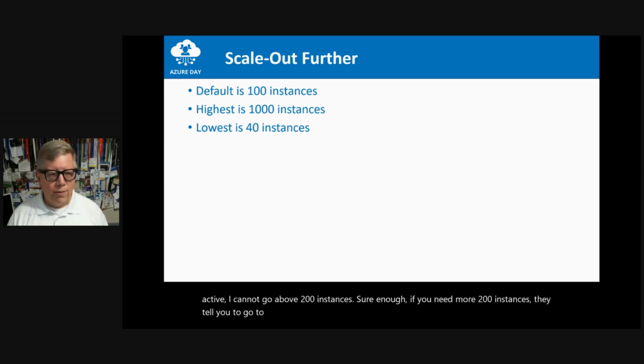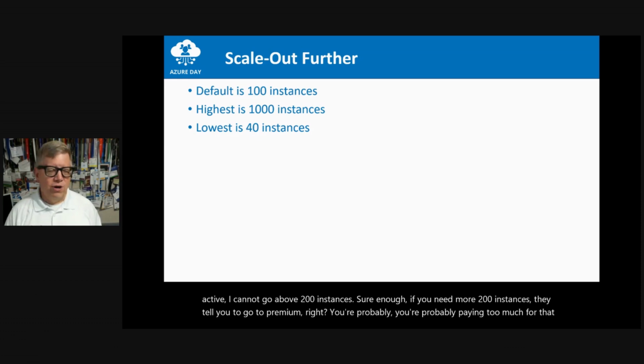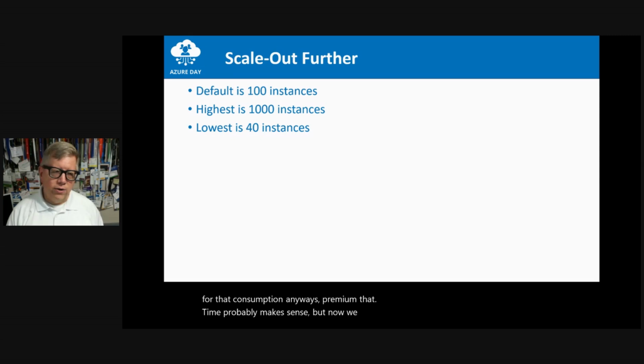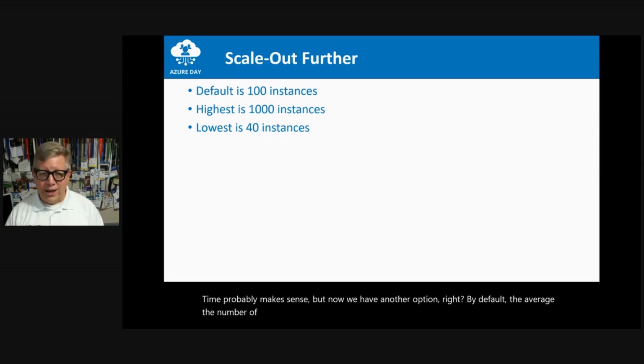Because you're probably paying too much for that consumption anyways, and premium at that time probably makes sense. But now we have another option, right? By default, the max scale out is 100 instances. You can actually make setting changes. I can get up to 1,000.